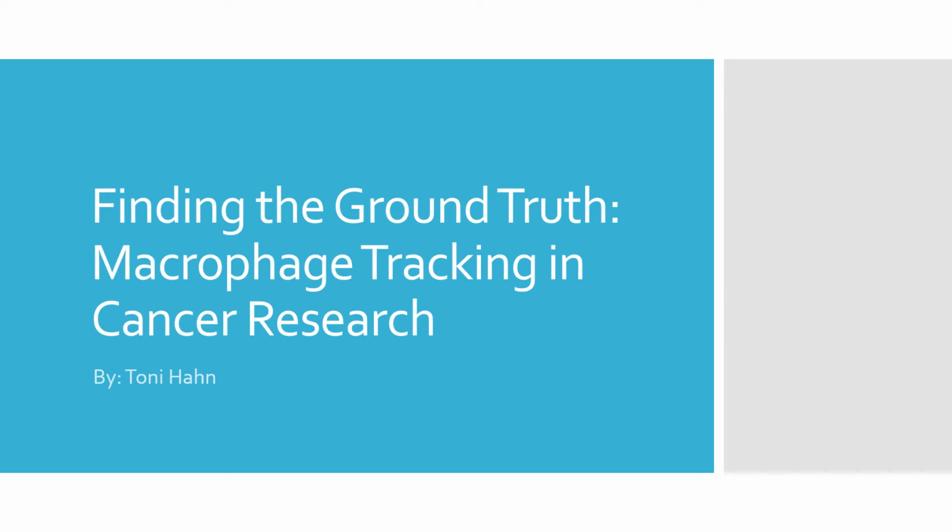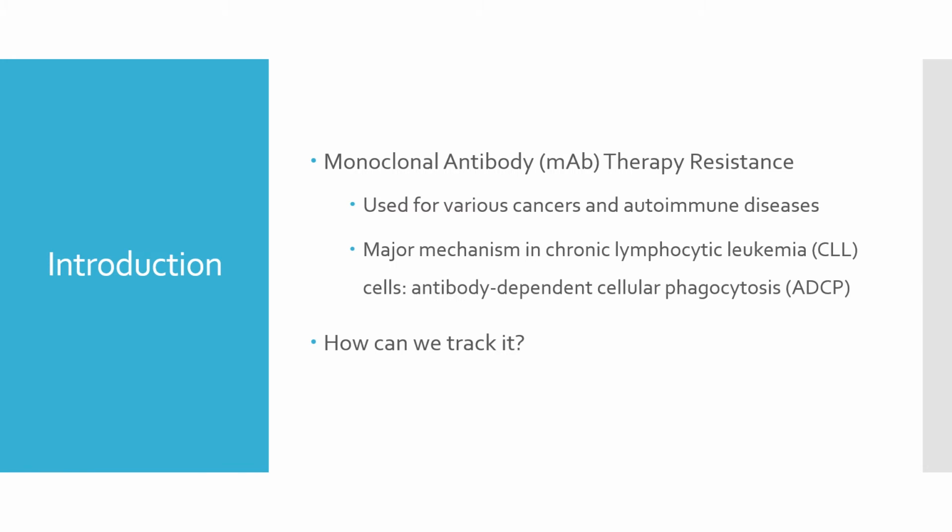Finding the ground truth: macrophage tracking in cancer research. Monoclonal antibody therapy has become a common treatment of many different diseases, such as various cancers including CLL and many autoimmune diseases. The major mechanism of MAB depletion of CLL cells during therapy is ADCP, which is a finite capacity mechanism where target cells can be lost when the system becomes overwhelmed.